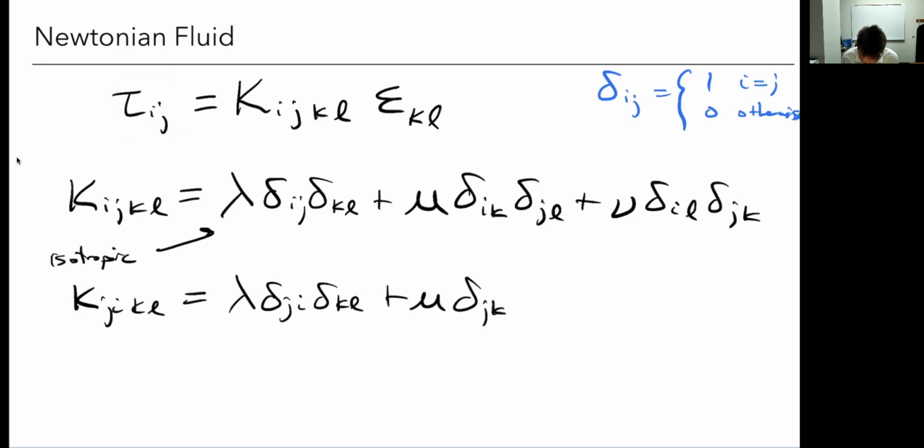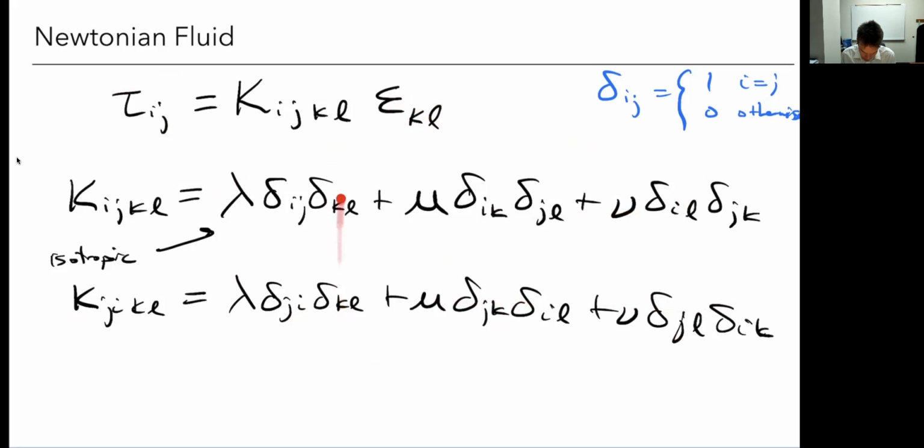This is J, K, I, L. J, L, I, K. So that means that this whole term has to equal this whole term, because this is still the same. And we just said tau ij equals tau ji, and this is the tau ji term. So this whole expression equals this.